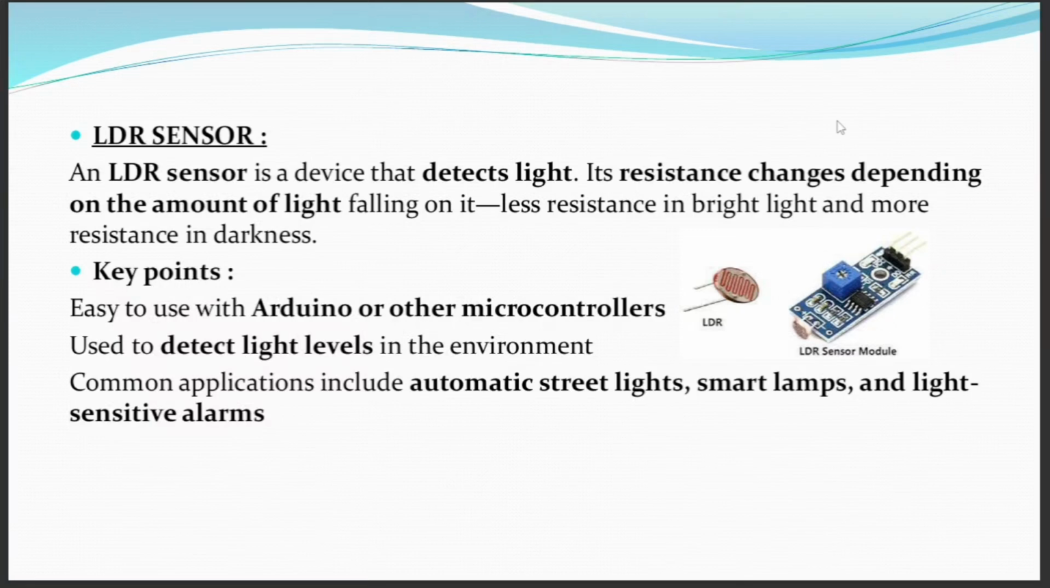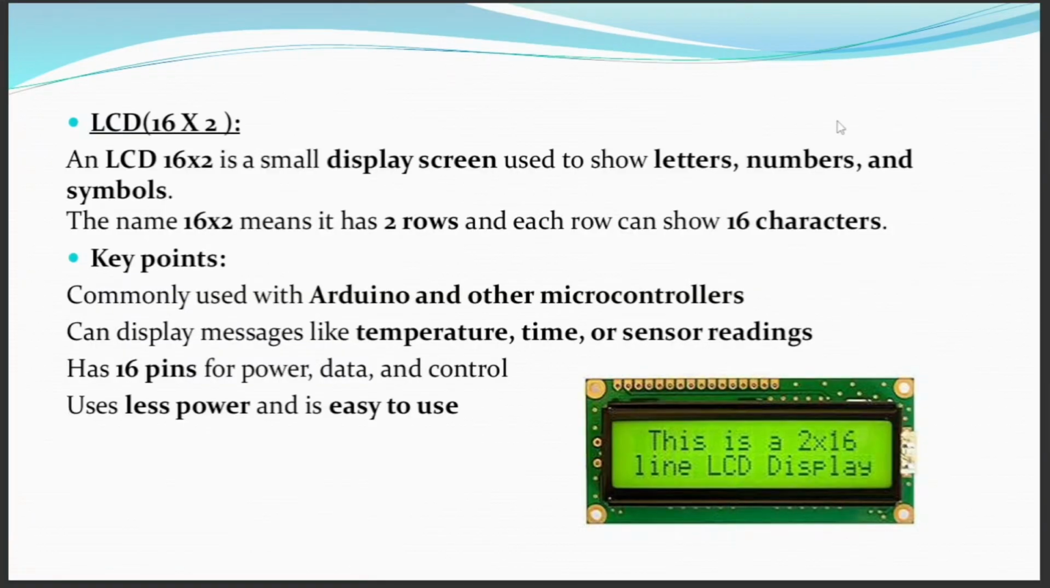The LDR sensor measures the light intensity by changing its resistance according to the ambient light. We use it to decide automatically whether the switch light is on or off. And then we are using the LCD display. This LCD module display gives very useful information.